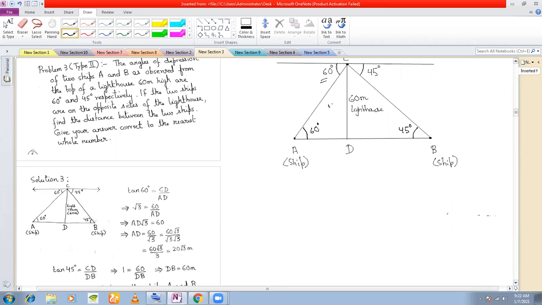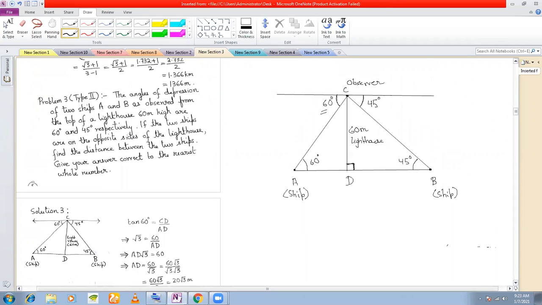And there are two right angle triangles. This is one right angle triangle. This is another right angle triangle. In this right angle triangle, this is the 90° angle, and the angles that you know are 60° and 45°. Opposite to 60° is your lighthouse, CD, and the base is your AD, which is the distance between the lighthouse and the ship at A. Since you are not bothered with the hypotenuse, we are going to use tan in order to find AD because you know CD already.